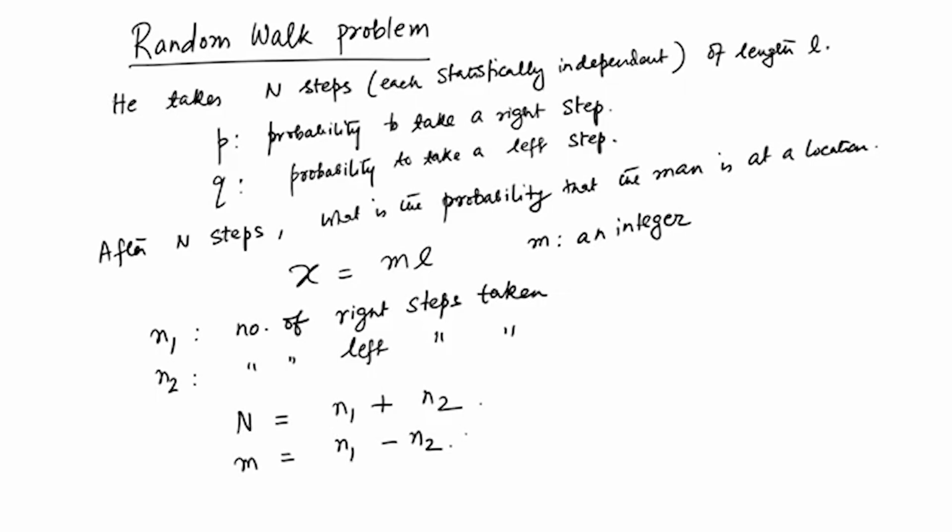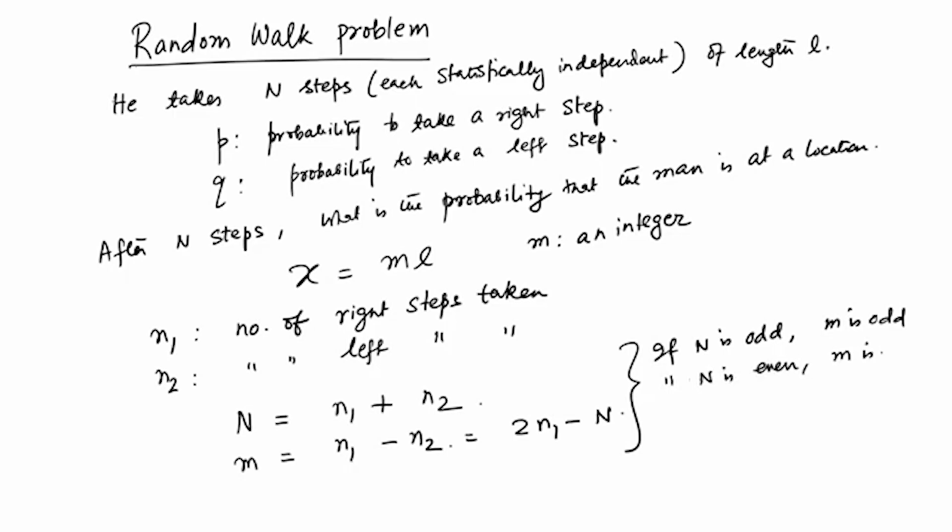So, if we use this, then we can write down m as 2 n1 minus N. Okay. So, this is one small observation: if N is odd, m is odd, and if N is even, m is even. So, small m and capital N follow each other in terms of being even or odd. All right. So, we know of this already.